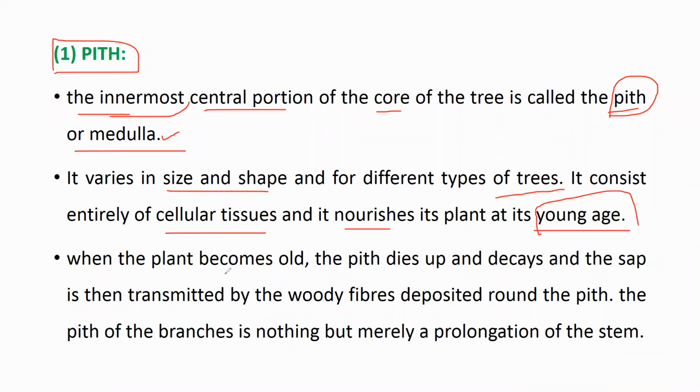When the plant becomes old, the pith dies up and decays, and the sap is then transmitted by the wood fibers deposited around the pith. The pith of the branches is merely a prolongation of the stem. This pith is formed when the tree grows older. The centermost portion of the tree dies up and becomes a dead portion.